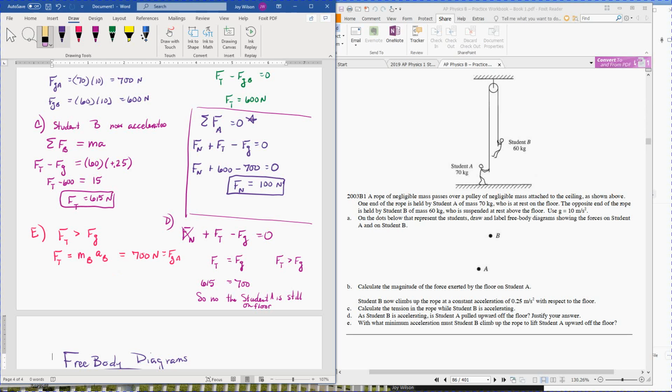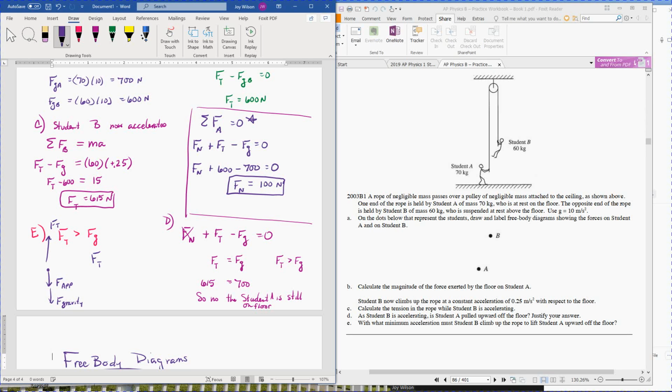I was looking at the wrong free body. Let's come back here. My fault. I was too busy thinking about what I was going to say next until I needed to finish the problem. What forces are on student B? He's going to have a force applied that pulls the rope down, and he has force due to gravity down. And force tension is going to be made up of those.